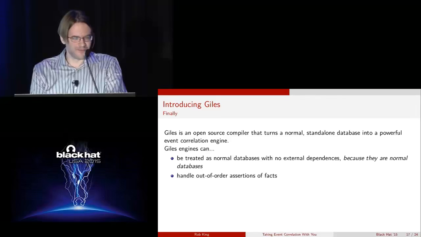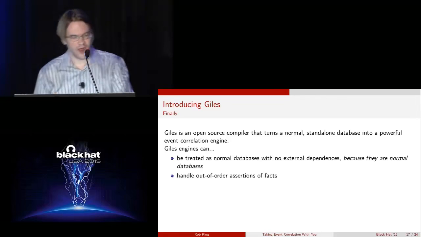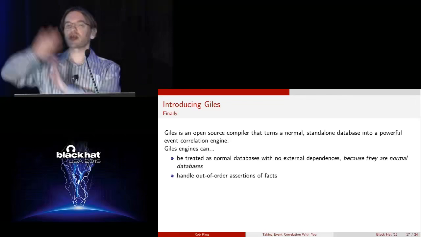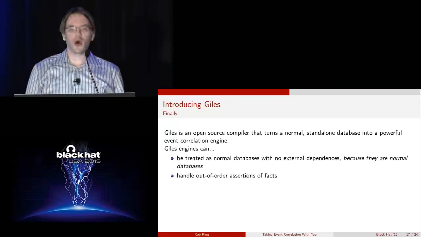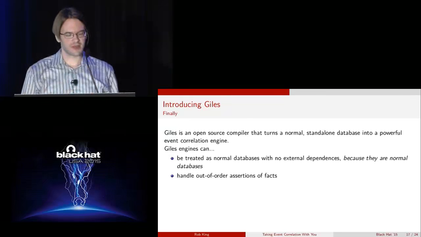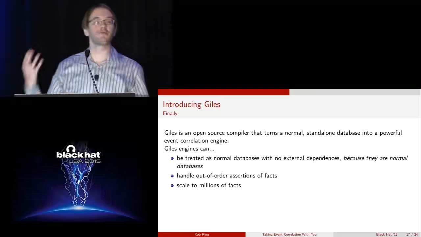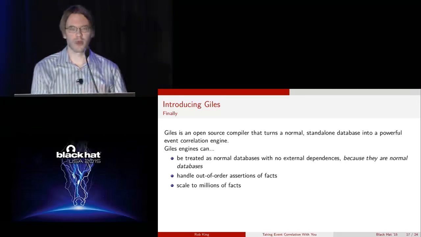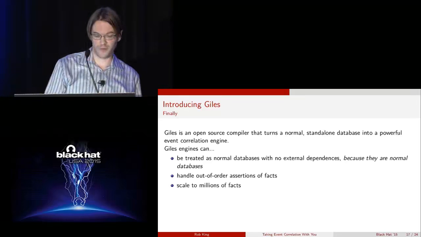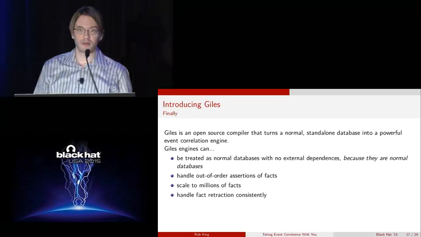And so those engines that Giles creates handle out of order assertions of facts. So you get all those benefits of just using a regular database, and immediately you get all those great benefits for free. It crafts the schema in such a way that out of order assertions are handled cleanly. You scale to millions of these facts because a lot of work has gone into making databases scalable, so you pick up on all that scalability just for free. You handle fact retraction consistently, very important.